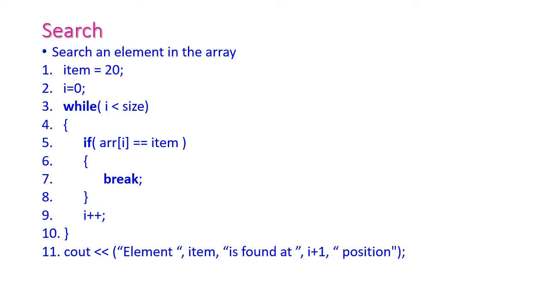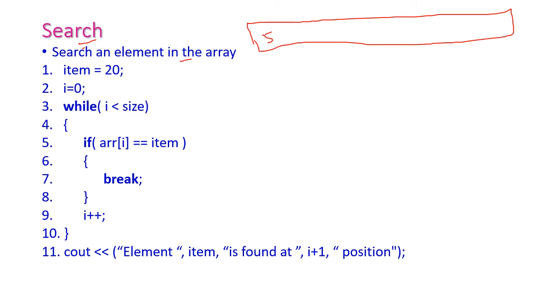Okay, the next operation is search operation, that is, search an element in the array. For example, in our array we have 5, 10, 20, 25, 30, 35. These are the items which are available in our array. In this, we need to check whether 20 is there or not. So we are going to search the item 20.